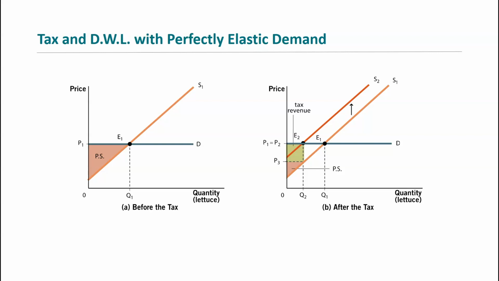They couldn't pass any of the tax on to the consumers. And there's our deadweight loss. What used to be producer surplus is now no one's surplus because we have a reduction in the quantity of transactions.